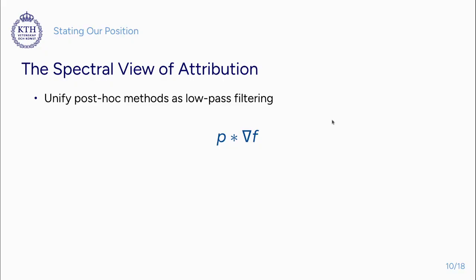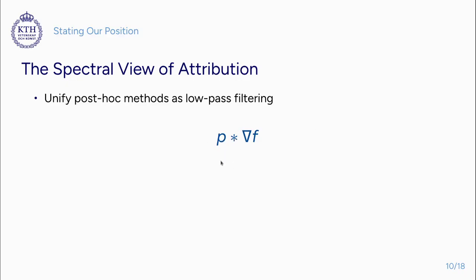And this position paper is about the spectral view, or the promise of a spectral view. We think that the spectral view is useful, and this is the first, early result of having such a view: that we can unify post-hoc methods as low-pass filters. I will link to this paper that we have in ECCV 24 at the end of the video. So we can unify these post-hoc methods as having a gradient field and convolving it with a probability distribution.